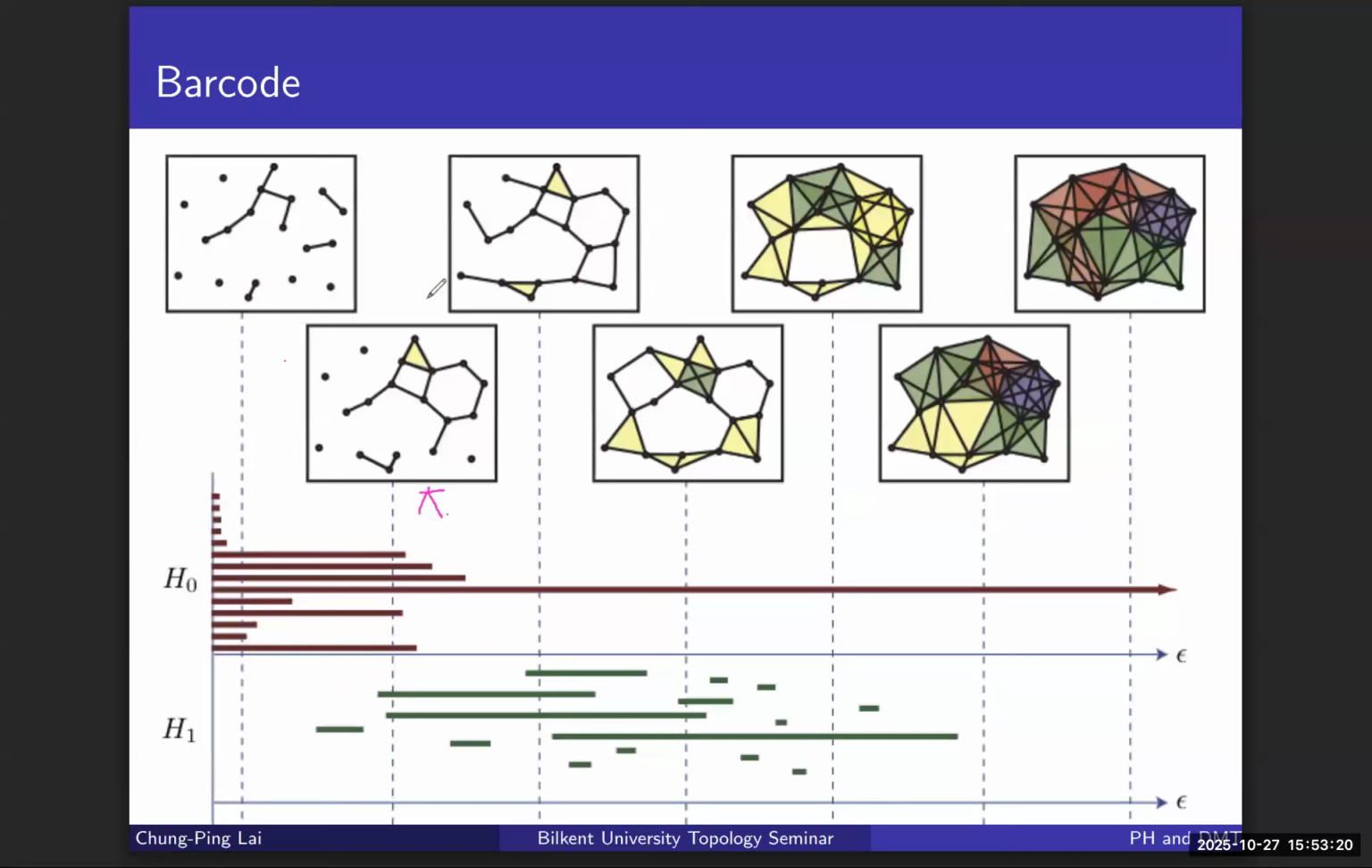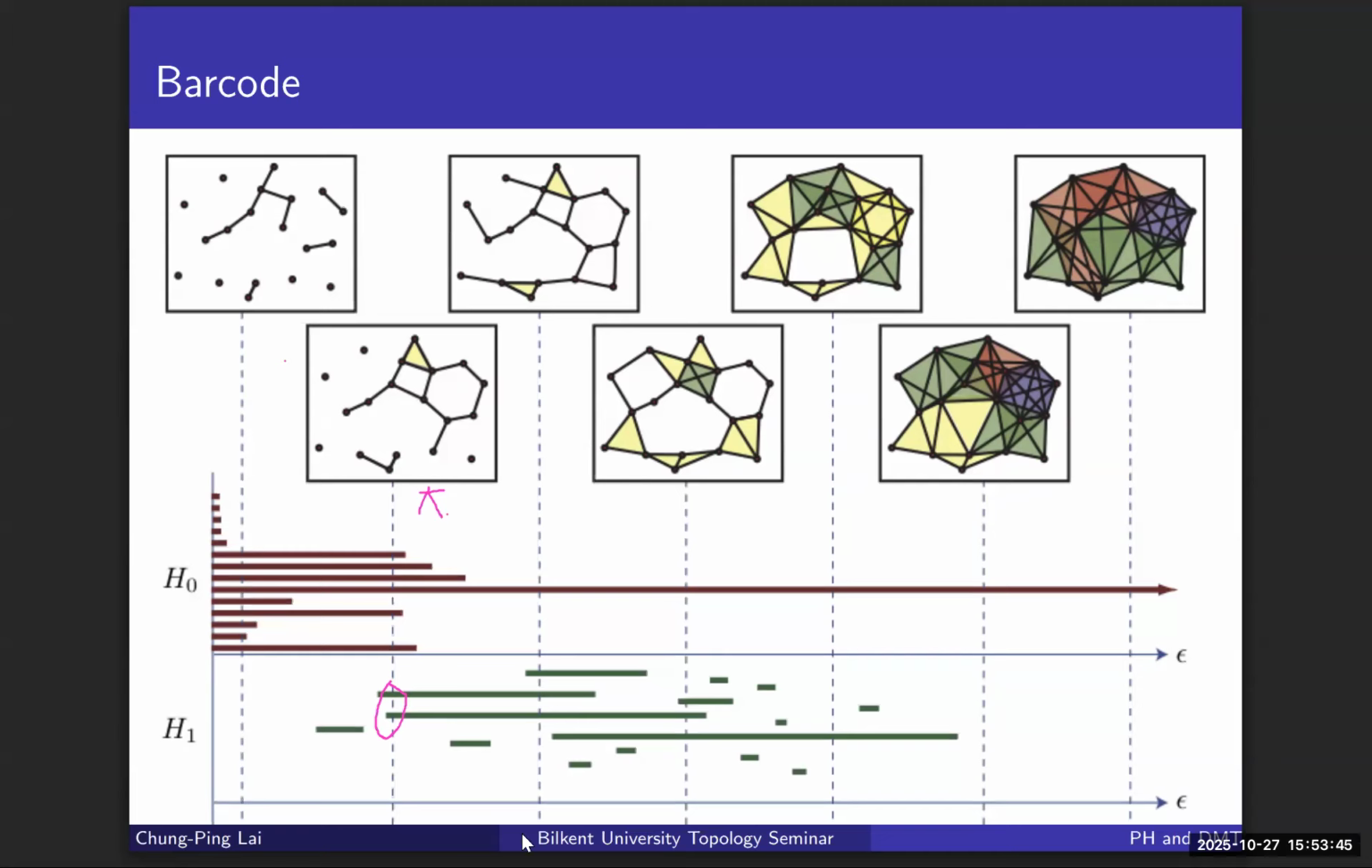So now we have two cycles here. We have a square here, and then we have a hexagon here. And the way we read the barcode is that we draw a dotted line downward, and we see that there are two bars intersecting this dotted line, which means at this frame there are two H1 features.